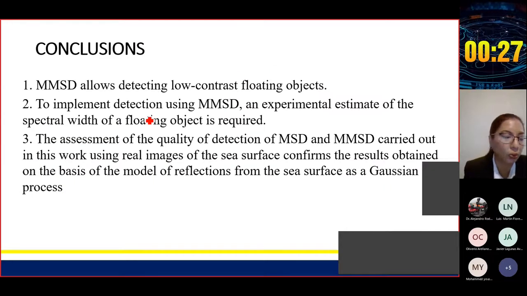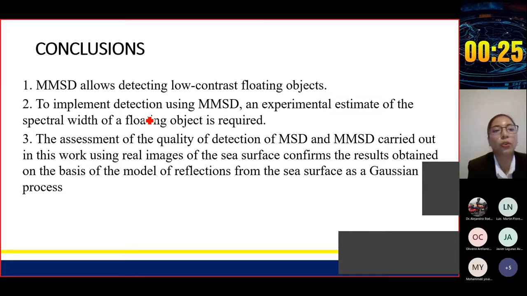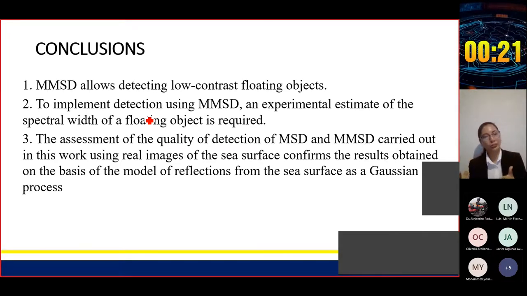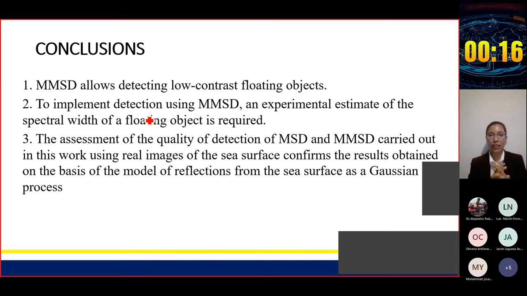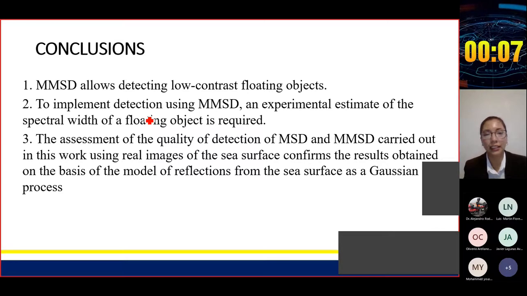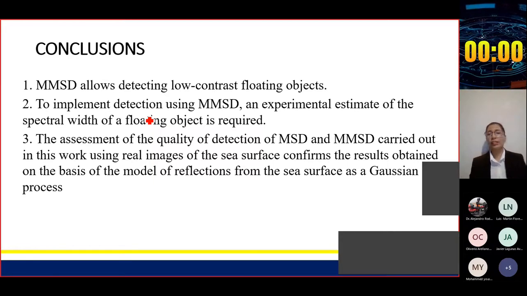And we are going to finish with the conclusion. MMSD allows detecting a low contrast floating object, and when we use MMSD, the experimental estimate of the spectrum with a floating object is required. We need this data to implement the detector. The assessment of the quality of the detection is equal from MSD to MMSD.